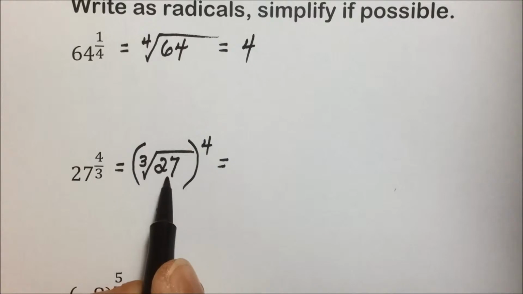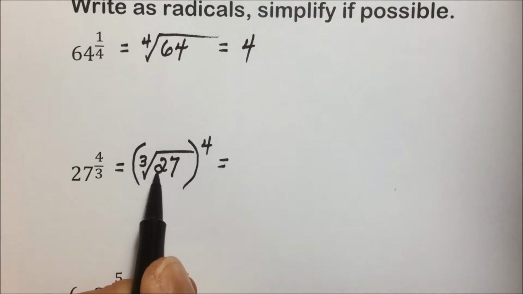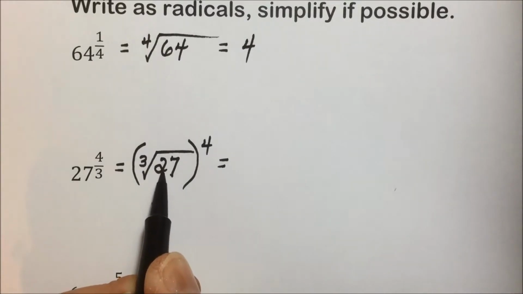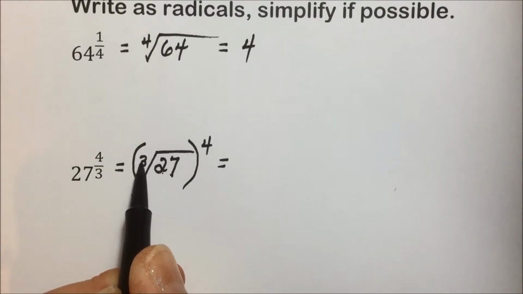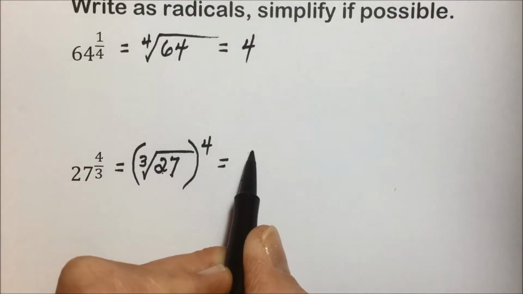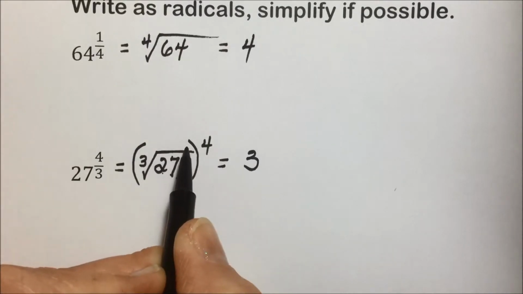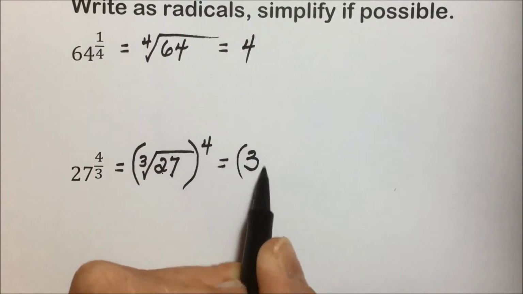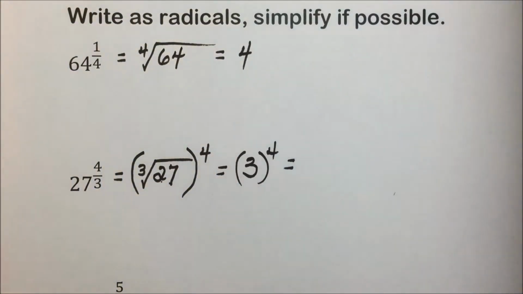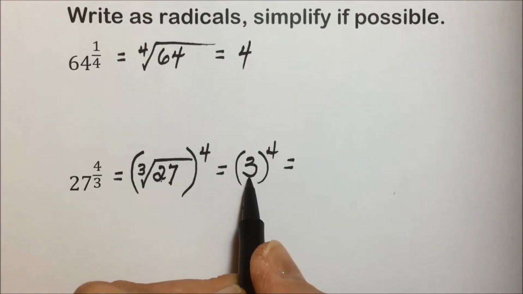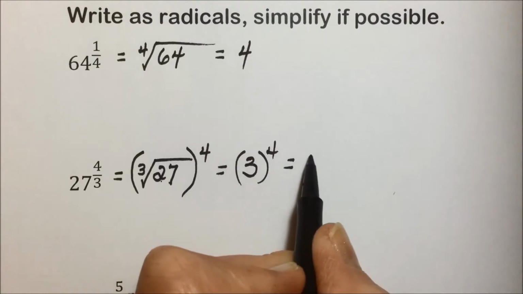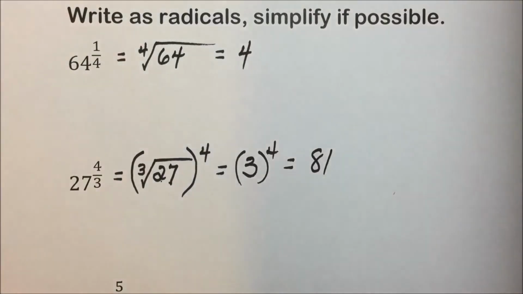Simplifying this, the number that times itself 3 times gives us 27 is 3. Because we're taking an odd root of a positive number, the root will be positive, so it's a positive 3, and that now needs to be raised to the 4th power, which gives us a final value of 3 times 3, which is 9, times 3 is 27, times 3 gives us a value of 81.